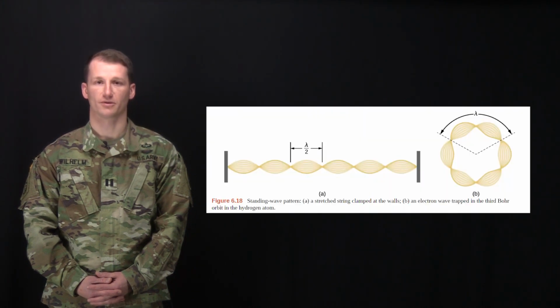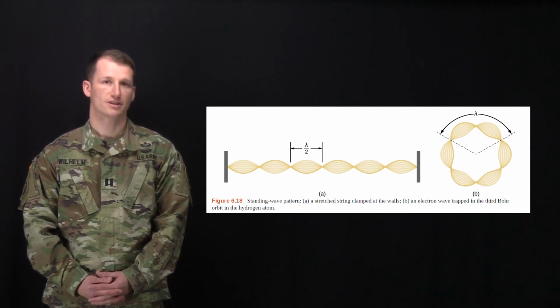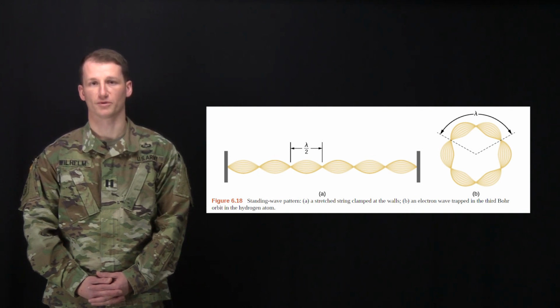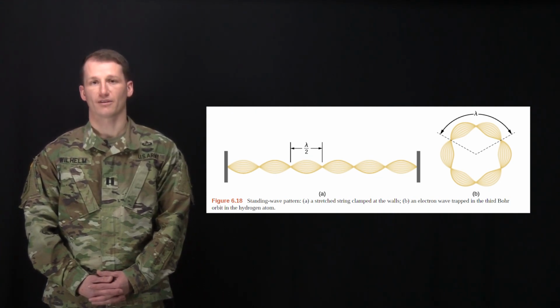DeBroglie conceptualized an electron bound to a hydrogen nucleus as a circular standing wave, as shown in figure 6.18 in your textbook. Just like a standing wave on a string, only certain electron wavelengths can produce circular harmonics. These harmonics relate to the energy level of the electron, and the wavelength also gives us information about the radius of the orbital. One interesting consequence of this theory is that the electron bound to a nucleus does not exist in a specific location, but is instead spread out in an orbital shell.